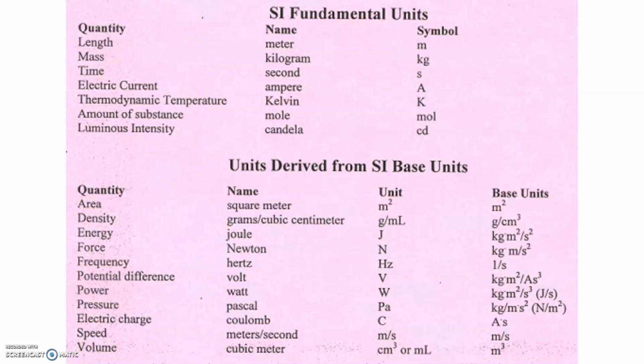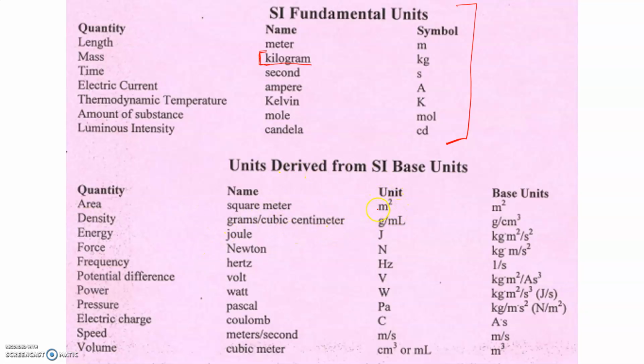This is your pink sheet. Here are your 7 fundamental units. Now notice you got meter, kilogram, second, ampere, Kelvin, mole, candela. This one always gets people. The fundamental unit for mass is actually kilogram. It's not gram. So always keep that in mind. If you want to know why, I can tell you in class. I can explain that, but in the video, to keep it short, I'll do that later.